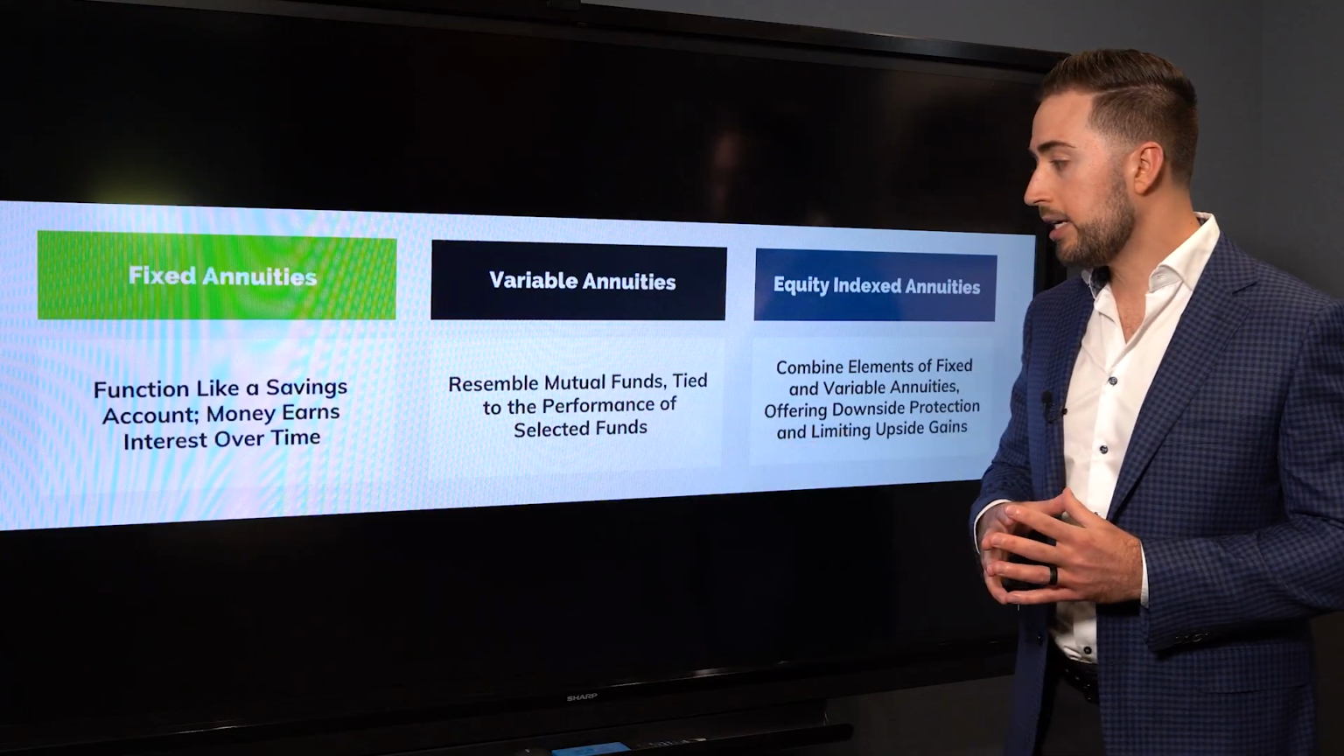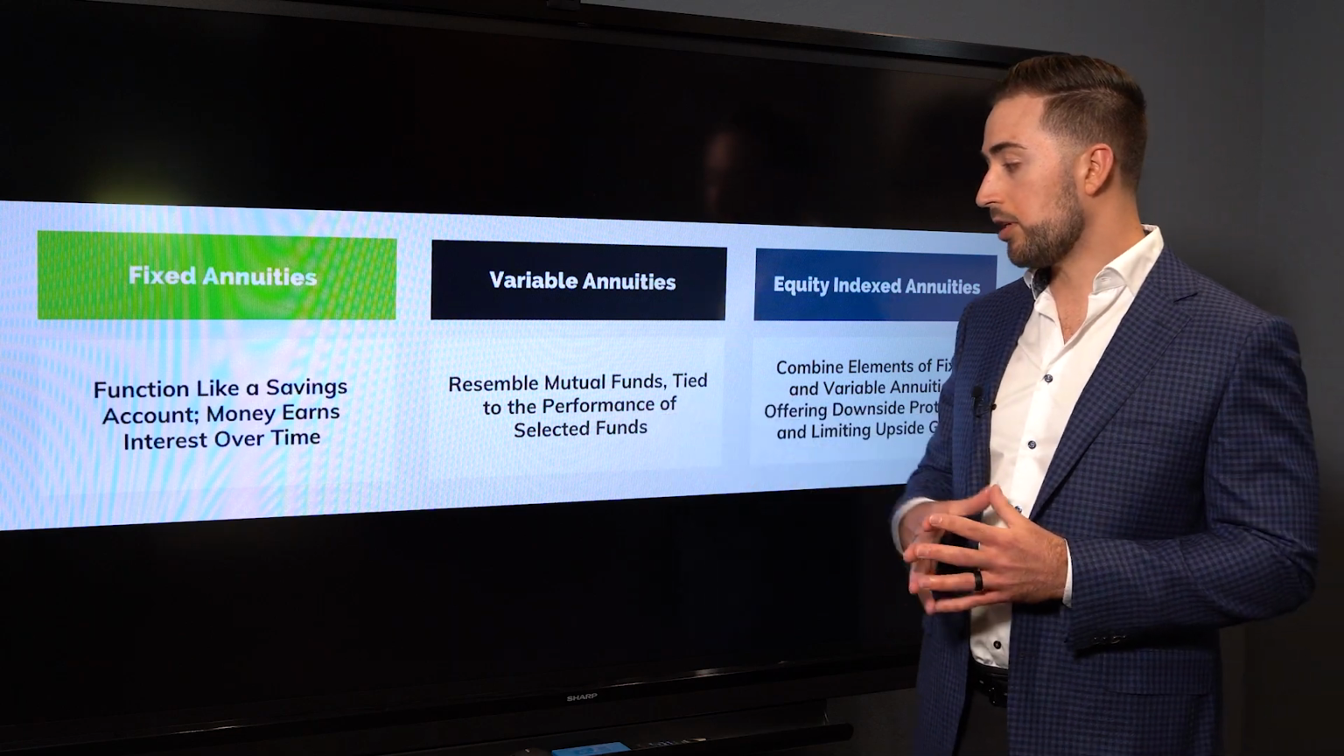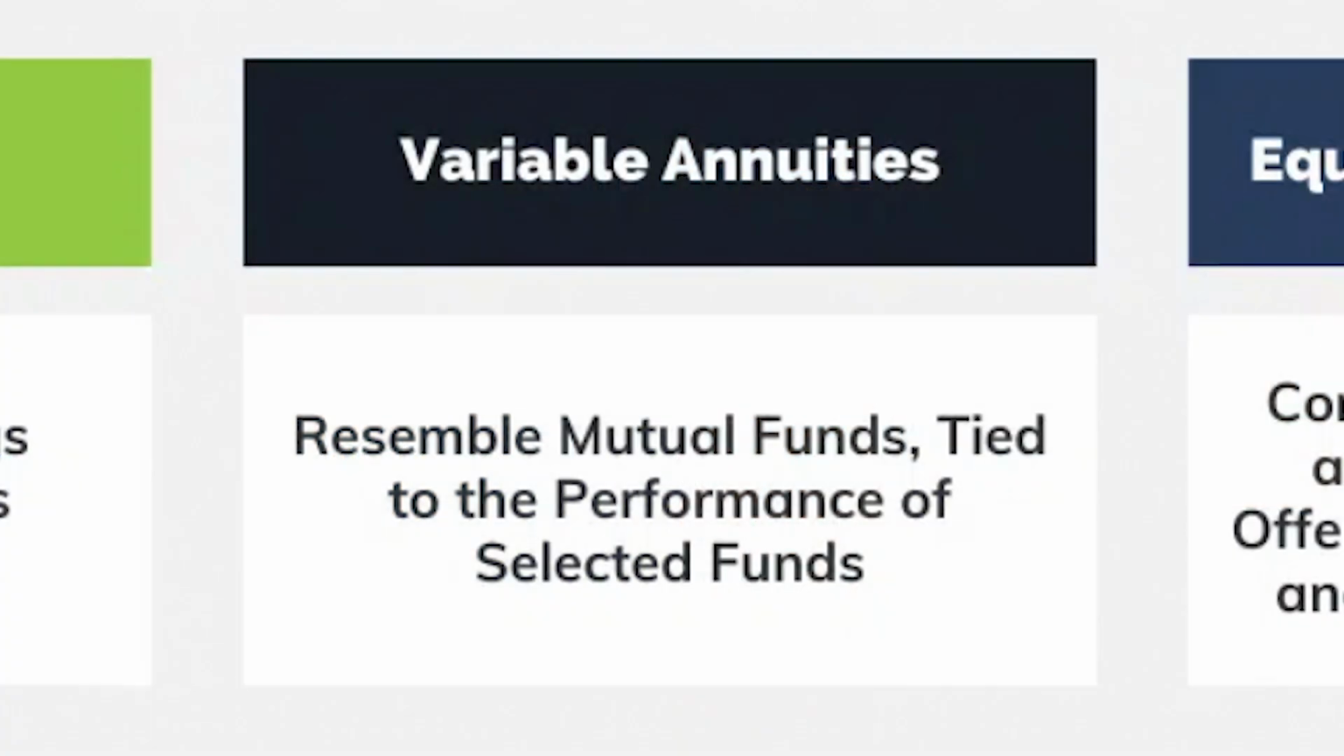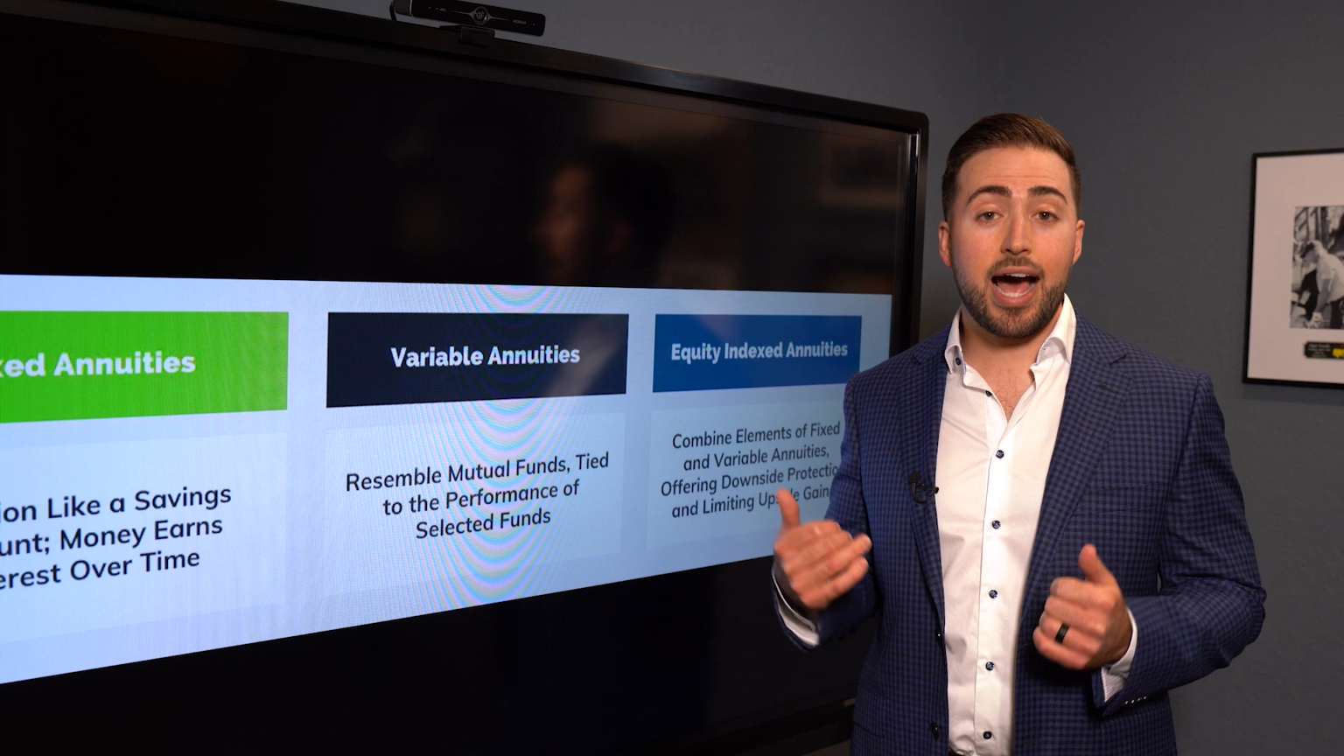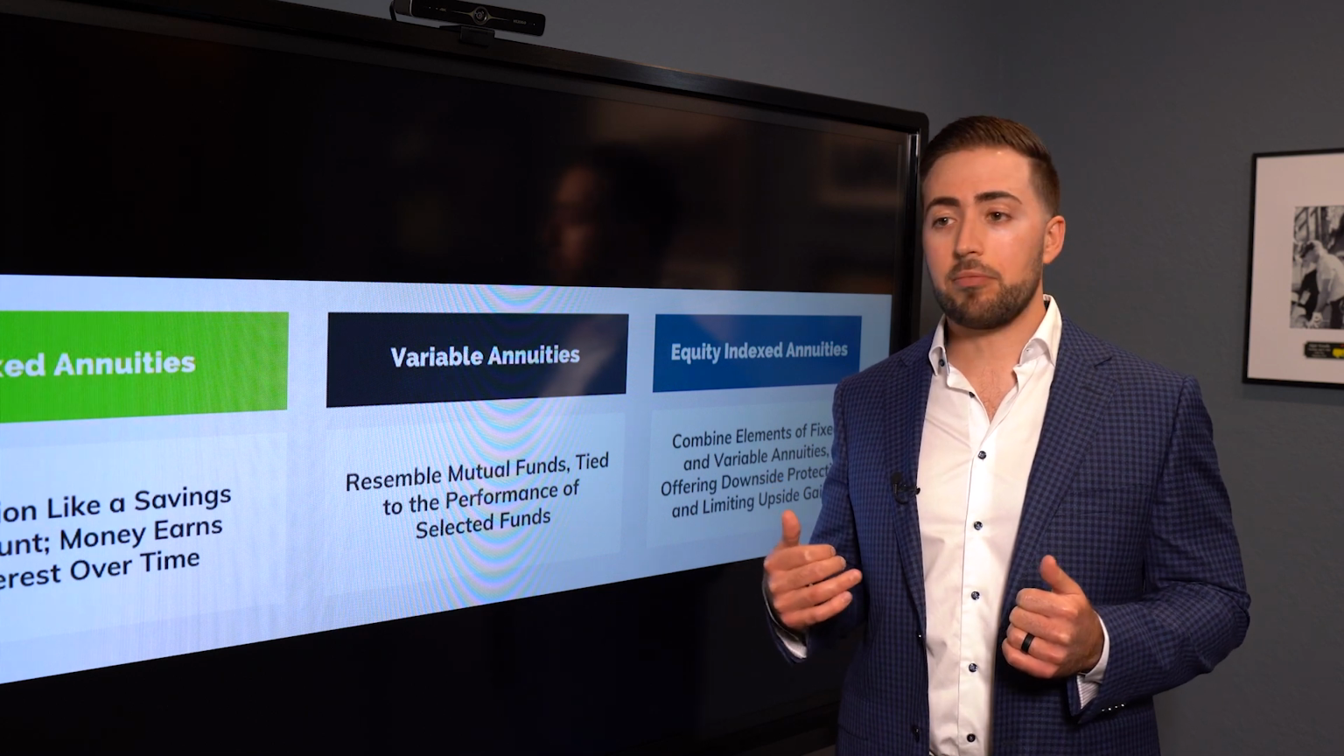So a variable annuity is tied to the performance of selected funds or tied to the market essentially. You would select sub-accounts is really what it's called in a variable annuity, and they would go up and down with the market. Variable annuities typically have high fees. Okay, so I'll give you an example.